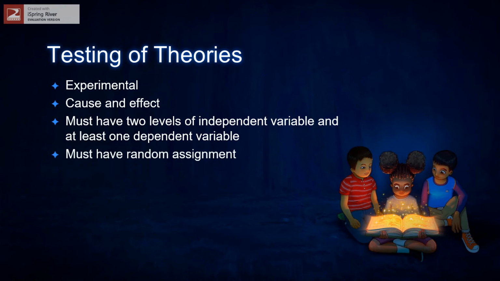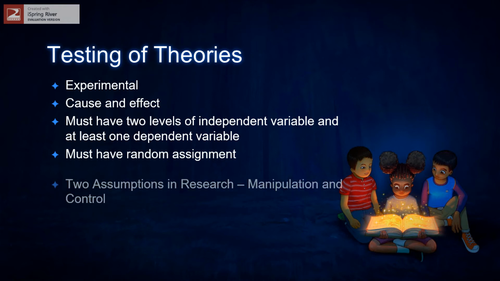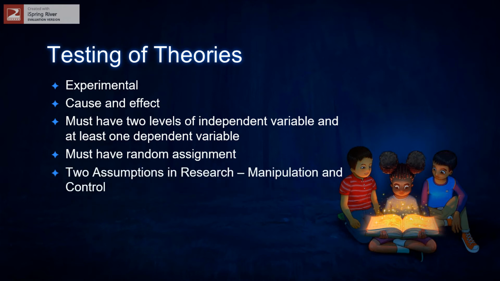There are also assumptions in research as well. We have to use manipulation and control when we are doing an experiment. And sometimes experiments fall under quasi-experiments because they lack control. For example, the Facebook videos. We don't know which video that we watch on Facebook or social media is true or a hoax.